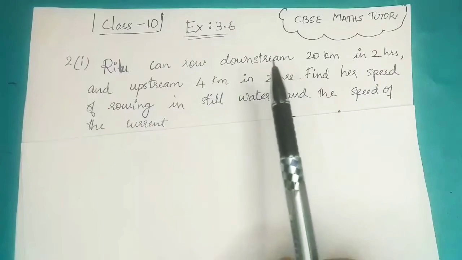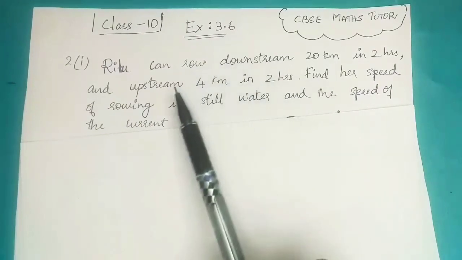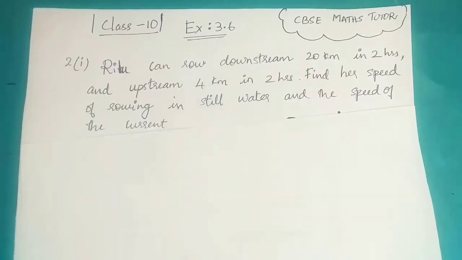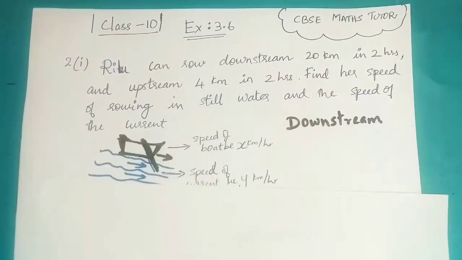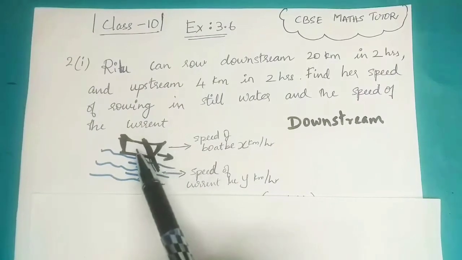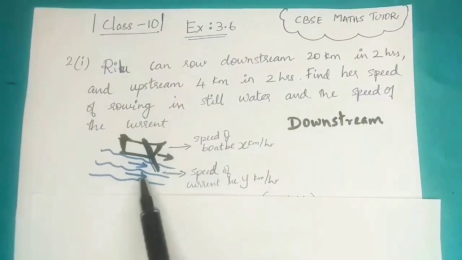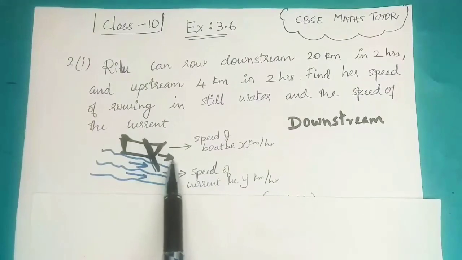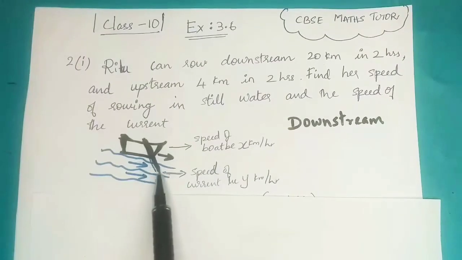So here we have seen two terms, downstream and upstream. Let us understand these two terms first. What does the term downstream mean here? Just for you to understand better, this boat is going along the direction of the speed of the current of the river. The river is flowing in this direction and the boat is also traveling in the same direction as the water.